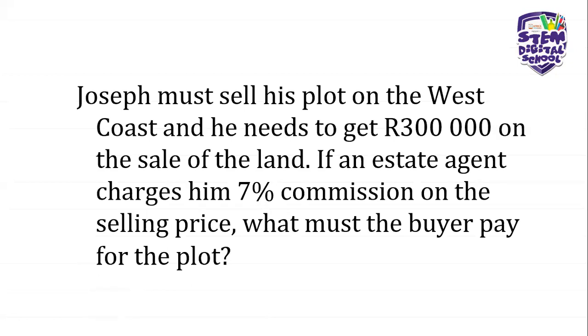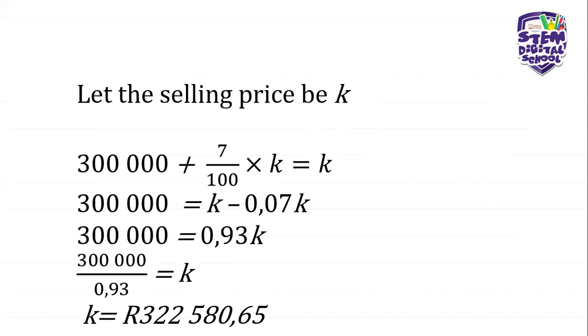But we know that 7% commission is also required by the estate agent. And the estate agent in this case is a person who sells the property on behalf of the seller. You know, it's a sort of a middleman, if you can put it that way. Someone who's going to sell the property on behalf of the original seller, in this case, the original seller being Joseph.